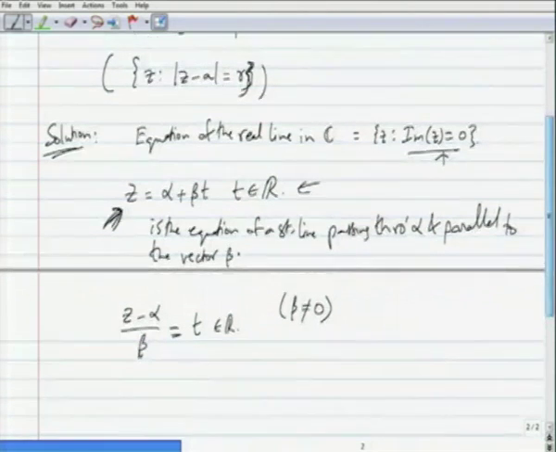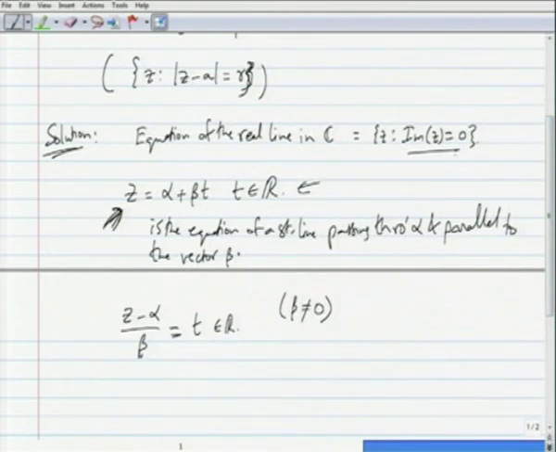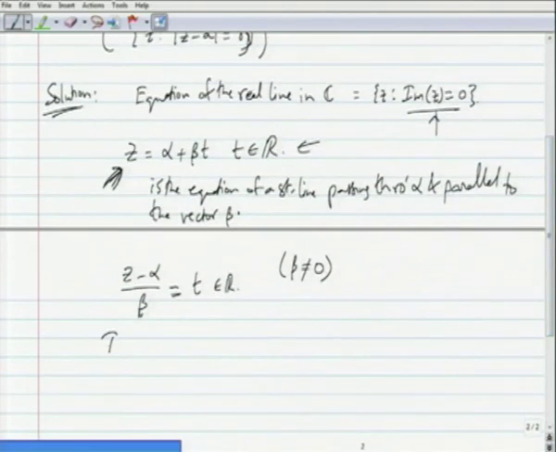Of course, the equation of the set of all real numbers is imaginary part of z is equal to 0. So, the equation of this particular straight line is precisely the imaginary part of z minus alpha divided by beta is equal to 0. So, this is what I am looking for.